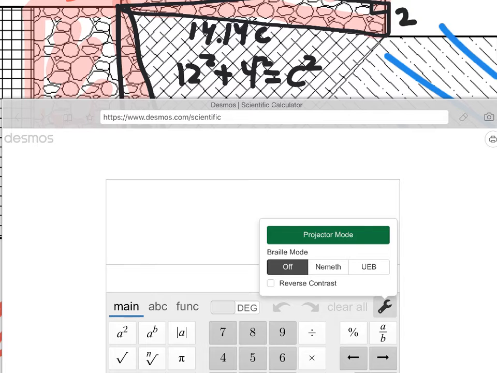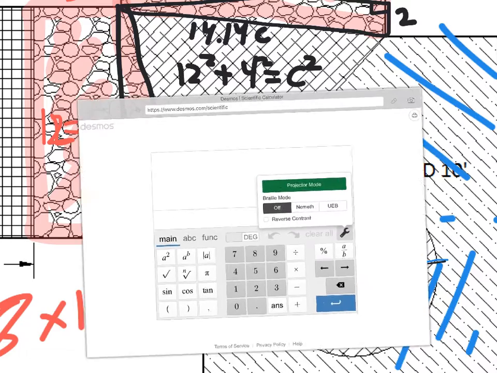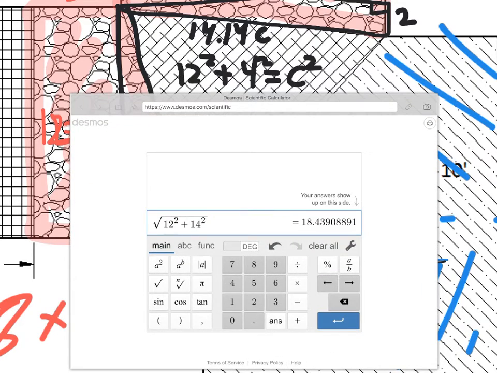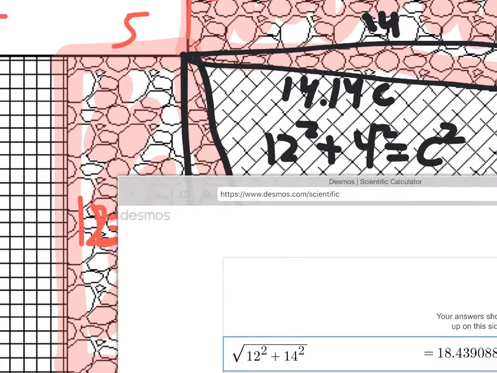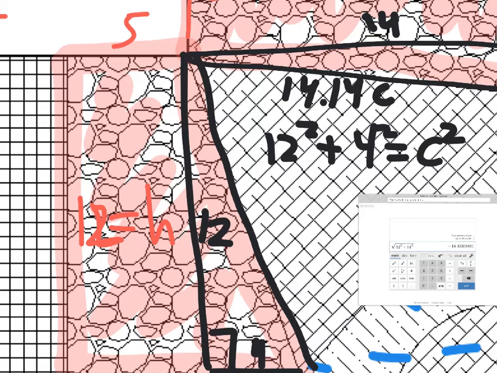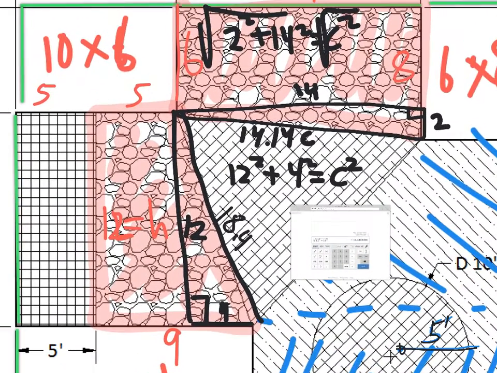Again, we'll just punch that all in as a square root here. And that gives us 18.4. So this thing here is going to be 18.4 feet. Okay. And what about this other side here?